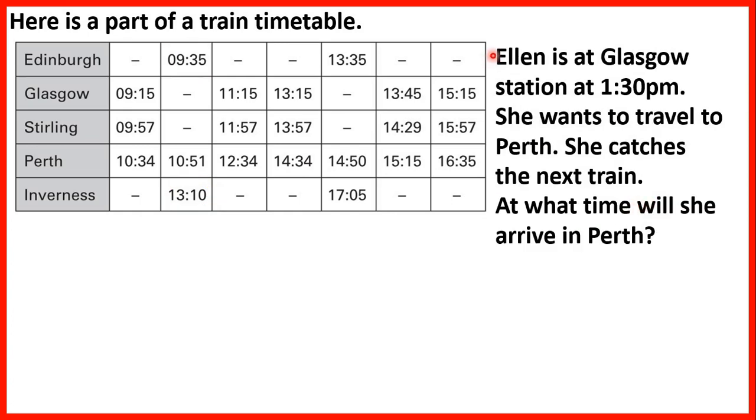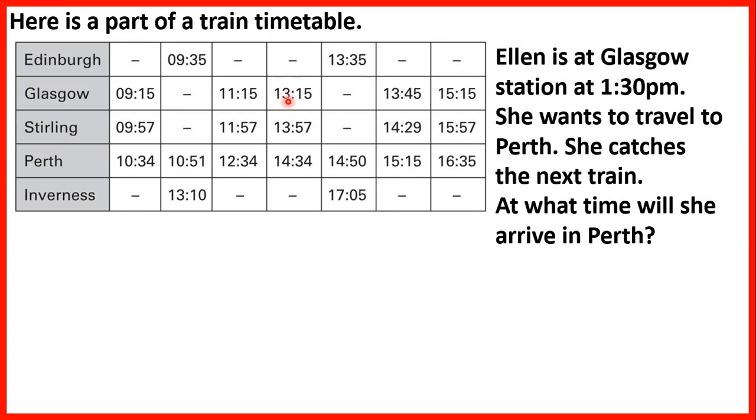Now, Ellen is at Glasgow station at 1:30 p.m. She wants to travel to Perth. She catches the next train. At what time will she arrive in Perth? So in this timetable, we have 24-hour clock times, but here we have PM. So to change PM to 24-hour times, we can add 12. So she gets to Glasgow station at 13:30.